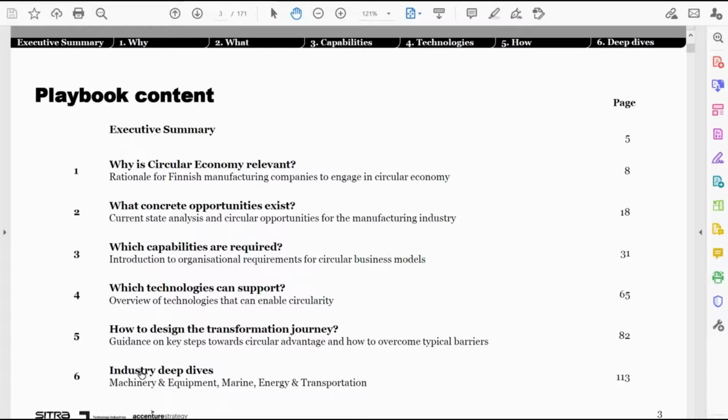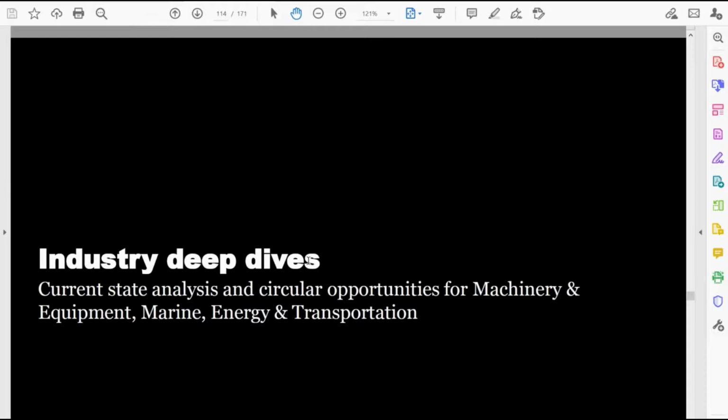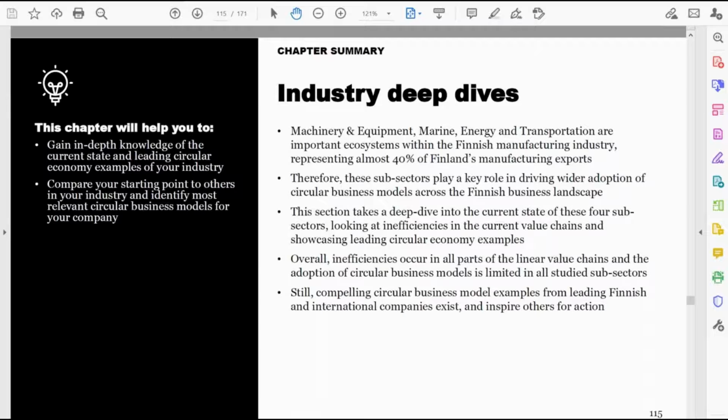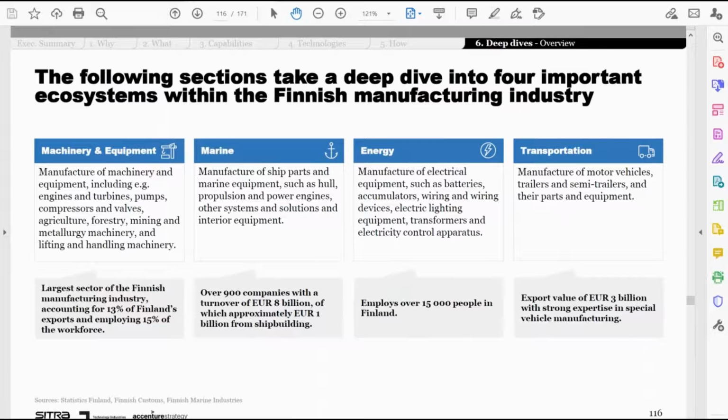And I would maybe just take a few moments to look into that industry deep dive. Here you see in Finland they had a detailed look at the machinery and equipment industry, the marine industry, which is an important one in Finland, and energy and transportation. And I can just show a bit what they do here. So the different sectors.